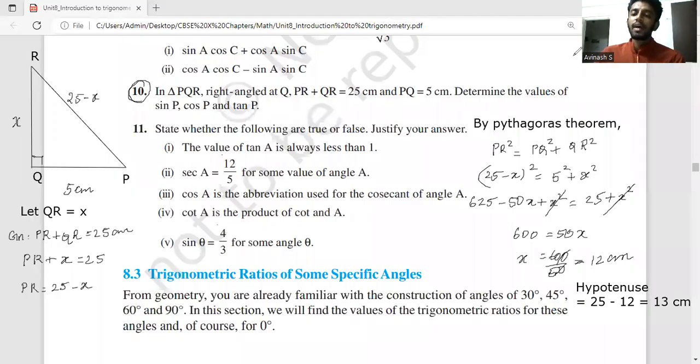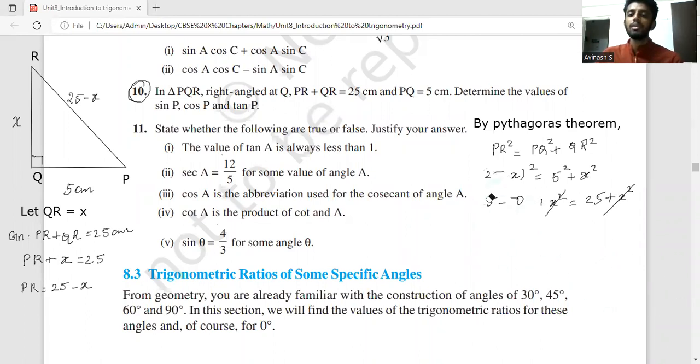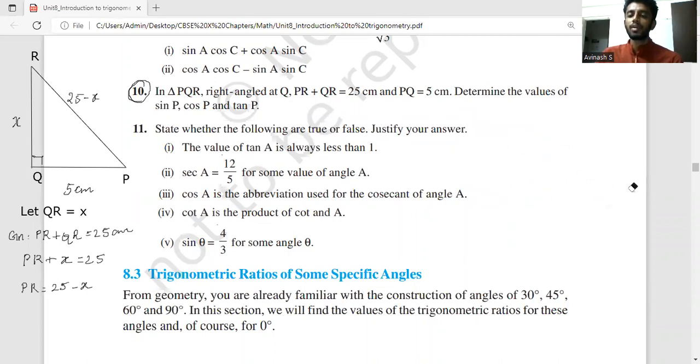So once we have got the values of X and the hypotenuse, let us substitute all of this in the diagram. That is, the value of X is 12 and the hypotenuse is 13. So in the diagram, we are going to substitute these values. In the place of 25 minus X, now it is going to become 13 centimeters. And also in the place of PQ, that is X, we are going to substitute 12 centimeters.